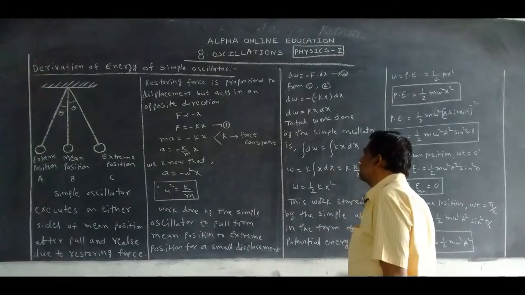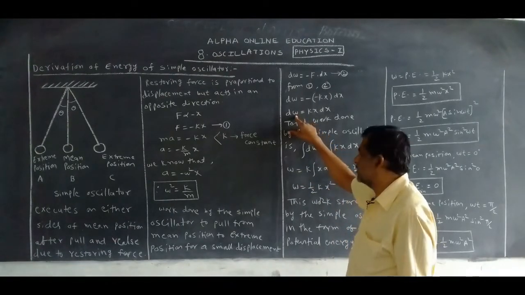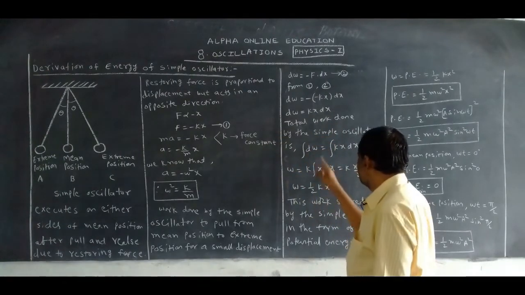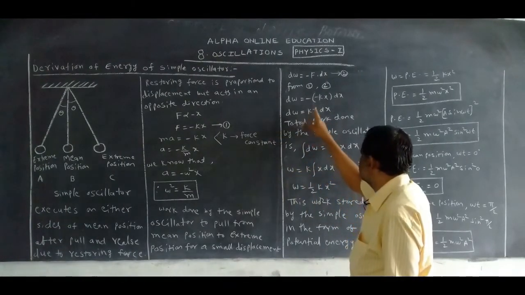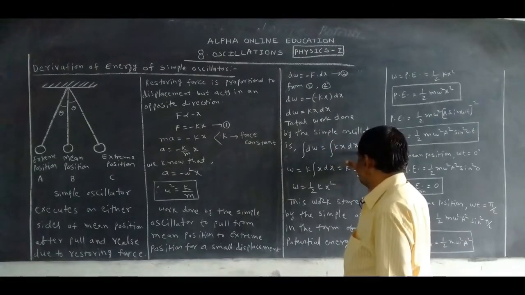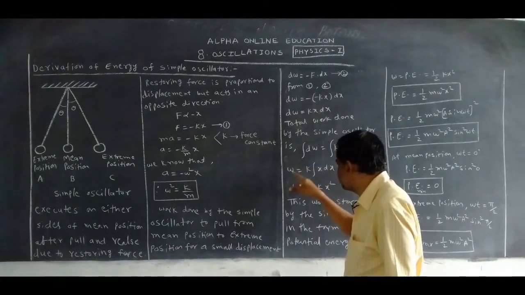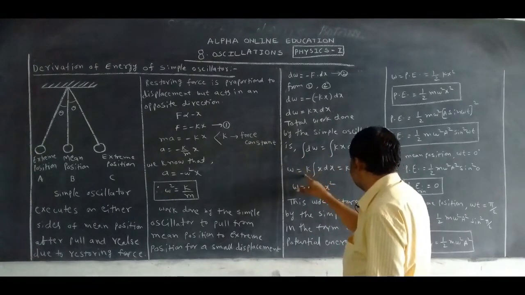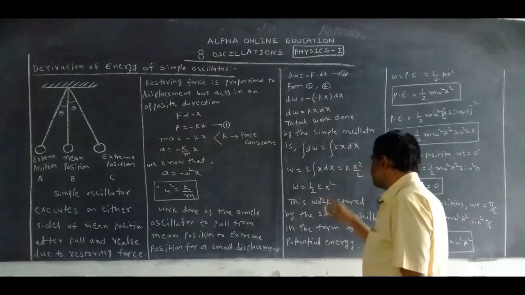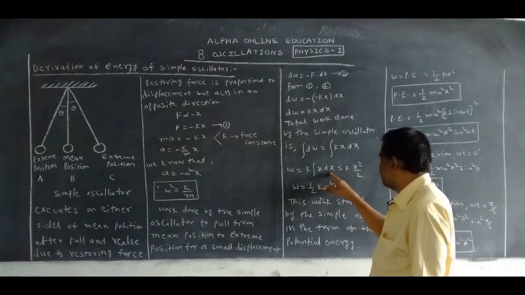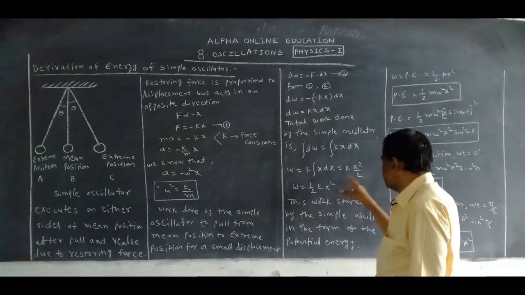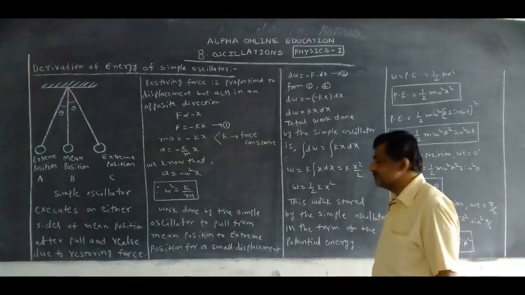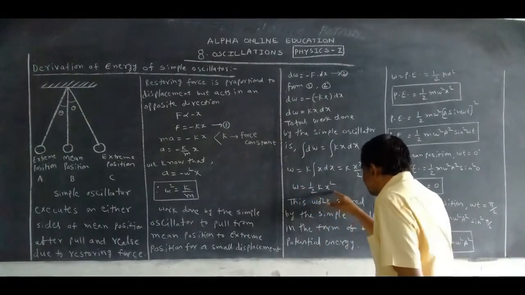This is a small amount of work dW. The total work we want to calculate: take the integration. Integral dW is equal to integral kx dx. Integral dW is how much? W. K is a constant, take it outside. Integral x dx value is how much? x square by 2. So how can we write? W is equal to half kx square.